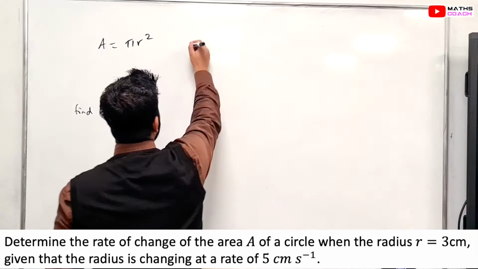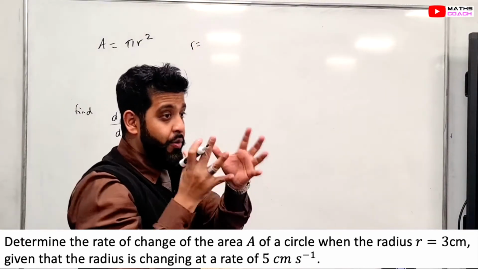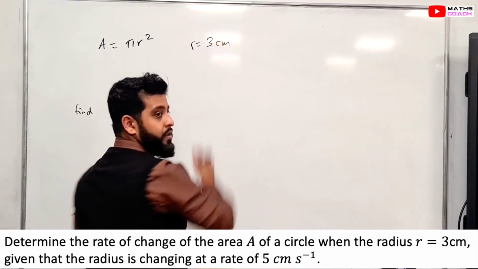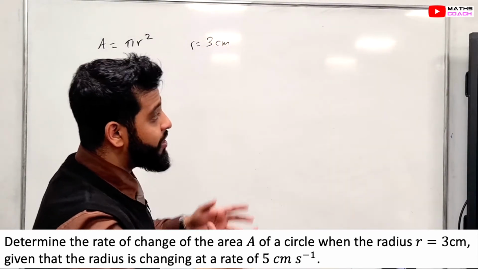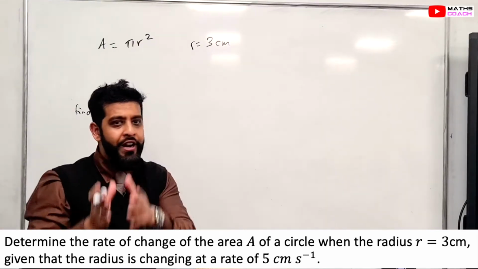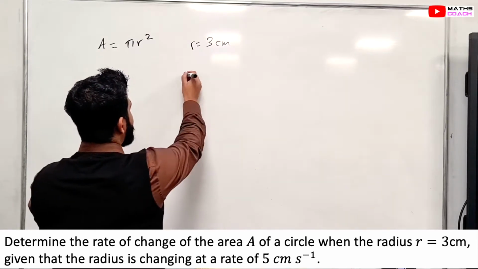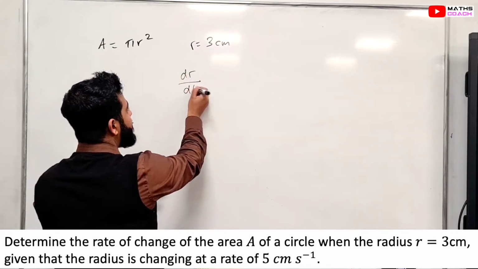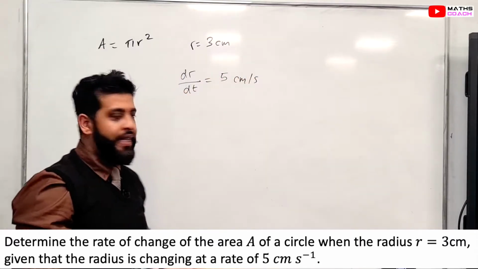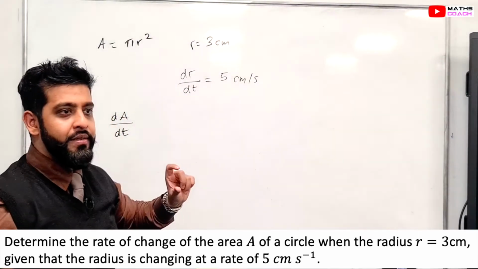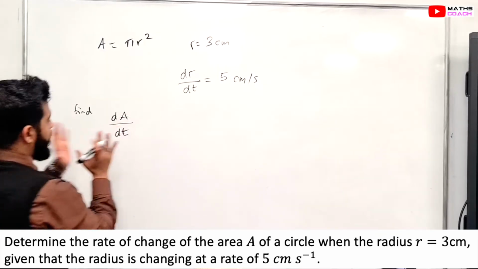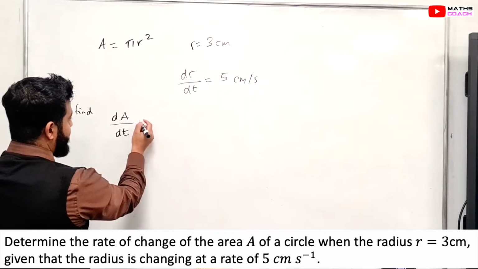This rate of change that we are finding is when the radius r is 3 centimeters, right? Given that the radius is changing at a rate of 5 centimeters per second. So the rate of change of the radius is dr with respect to time. The rate of change of the radius is 5 centimeters per second. That's what that sentence means, that the rate of change is with respect to t, time. Let's actually go back to this where we have to find dA over dt.